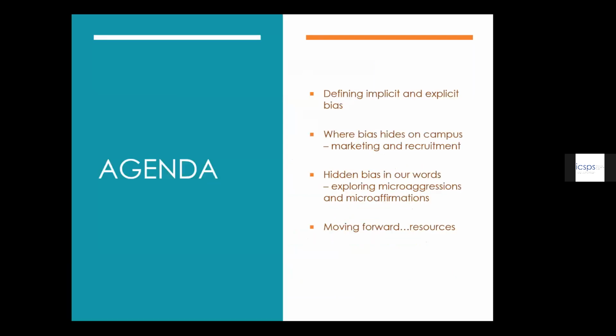What we have for you today is a fun agenda, really looking at defining implicit and explicit bias. Then we're going to talk about where bias hides on campus, with a few tips on marketing and recruitment. From there, we'll move into the hidden bias that exists within our words, exploring micro-messaging, microaggressions, and microaffirmations. Then we'll give you some resources and send you on your way. That's a lot to cover in a short amount of time, but we will get through it.